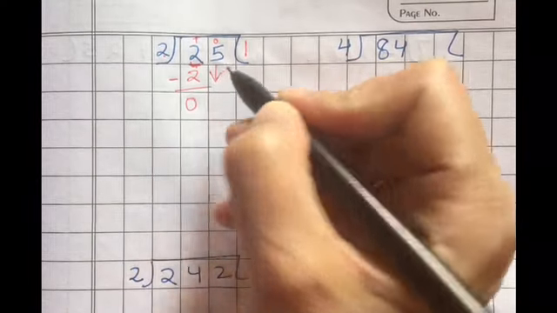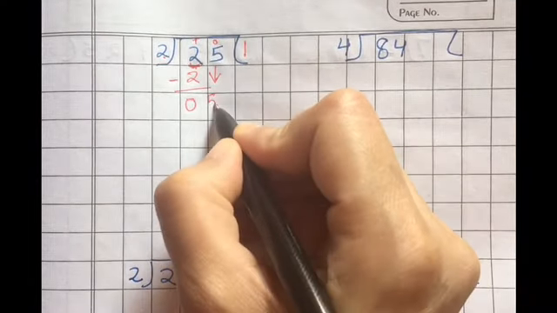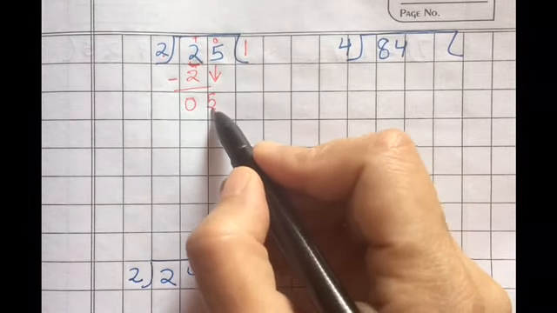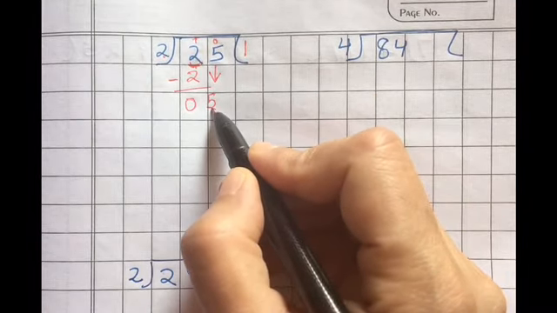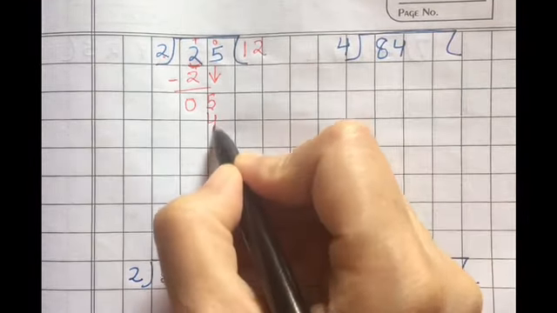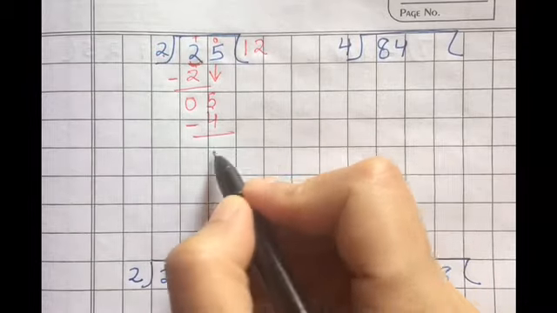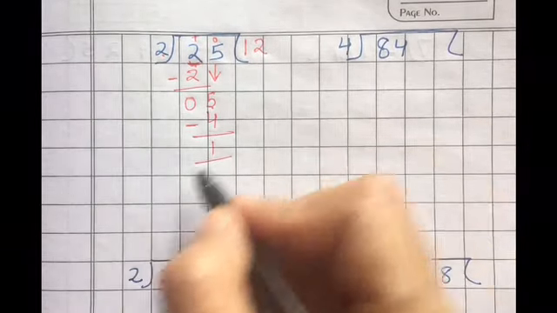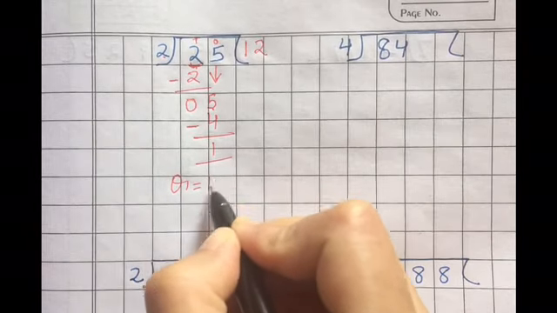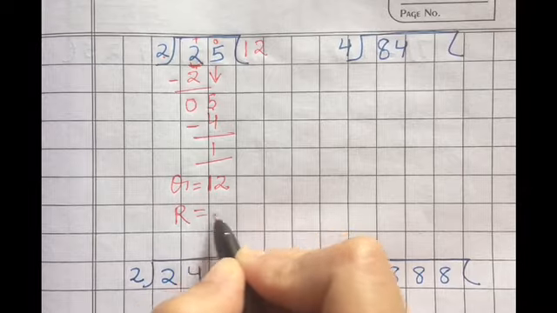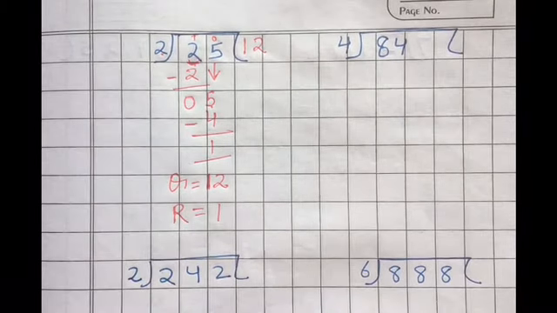Now the next digit, 5, will come down. Now we will have to find any number which is either equal to or less than 5 in the table of 2. It is 2 twos are 4. Subtract it, 5 minus 4 is 1. So in this, the quotient is 12 and the remainder is 1. This is our answer.